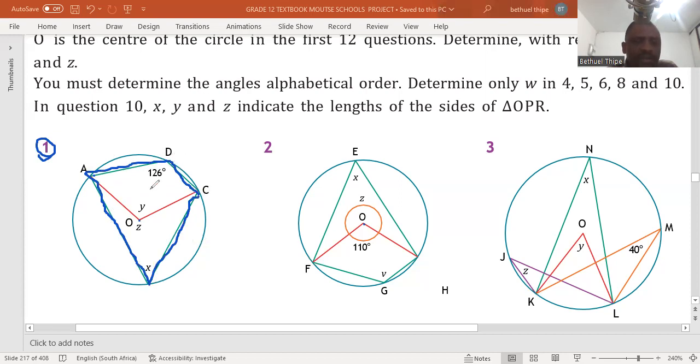In this circular quad, I can calculate the value of x because x is opposite to 126. Since it's a circular quad, we know that the opposite angles of a circular quad must always add up to 180 degrees. So I will write 126 degrees plus x is equal to 180 degrees.